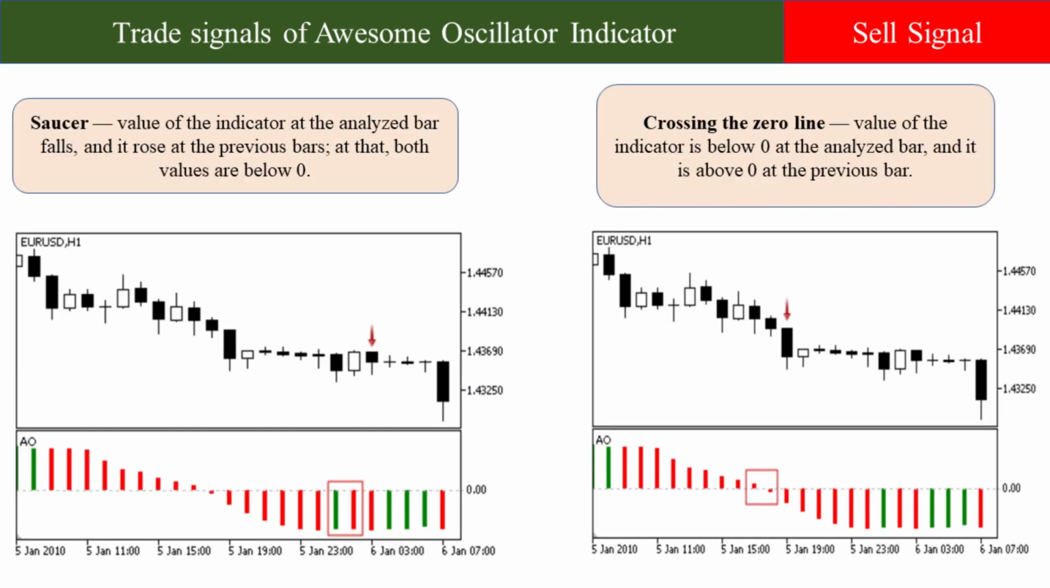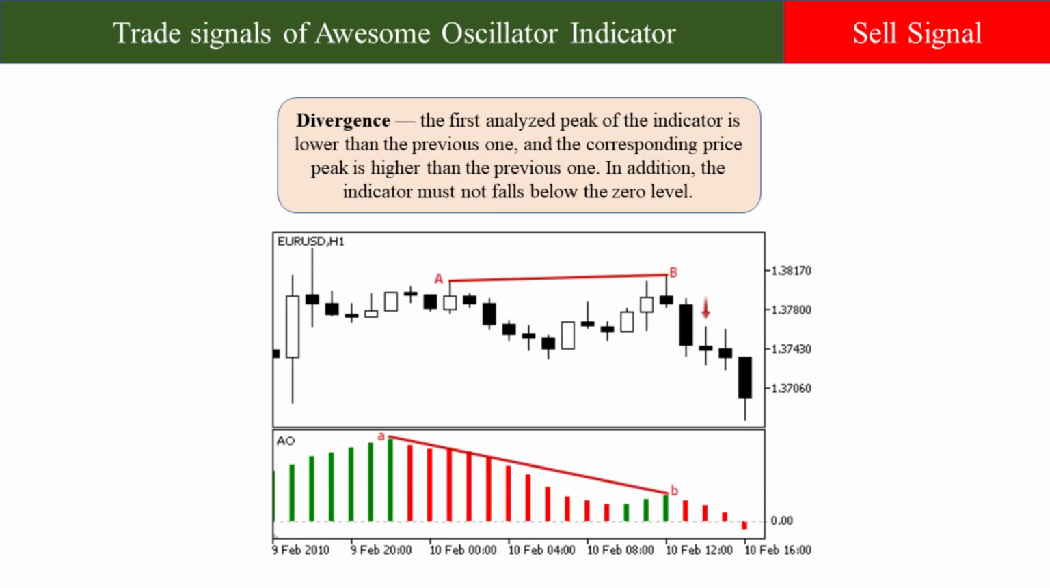Sell Signal. Saucer: value of the indicator at the analyzed bar falls, and it rose at the previous bars. At that, both values are below 0. Crossing the 0 line: value of the indicator is below 0 at the analyzed bar, and it is above 0 at the previous bar. Divergence: the first analyzed peak of the indicator is lower than the previous one, and the corresponding price peak is higher than the previous one. In addition, the indicator must not fall below the 0 level.